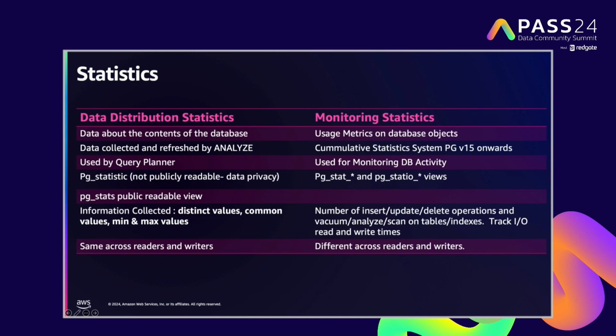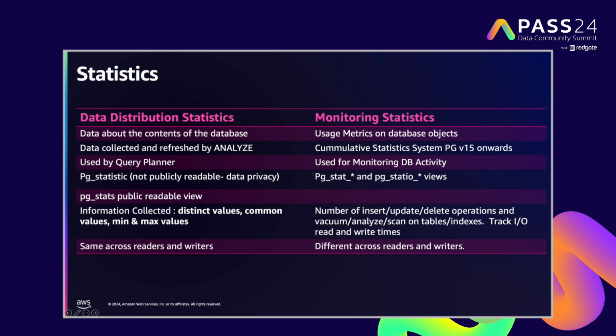The other category of statistics is the monitoring stats, which are usage metrics on the database objects. How many times a particular index is scanned, how many times a table is sequentially scanned, how many vacuums or autovacuums or analyzes have been executed on the objects, read-write times, how many times disk reads have happened. All this important information is collected in the stats views, and this is done by the cumulative statistics system from PostgreSQL version 15 onwards.